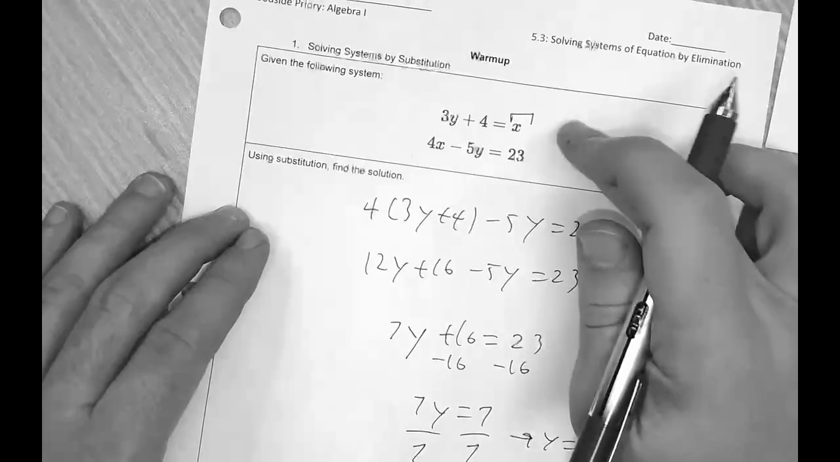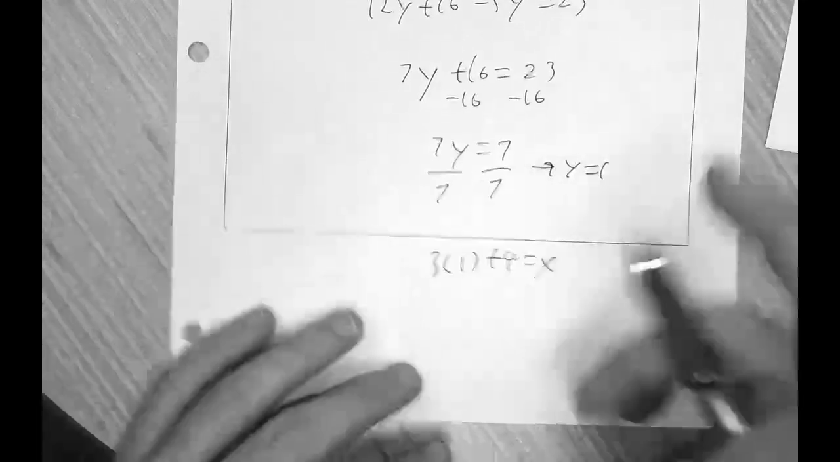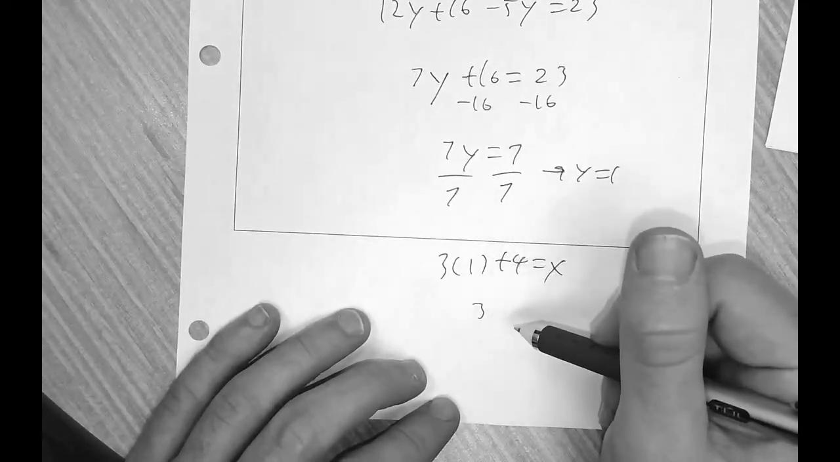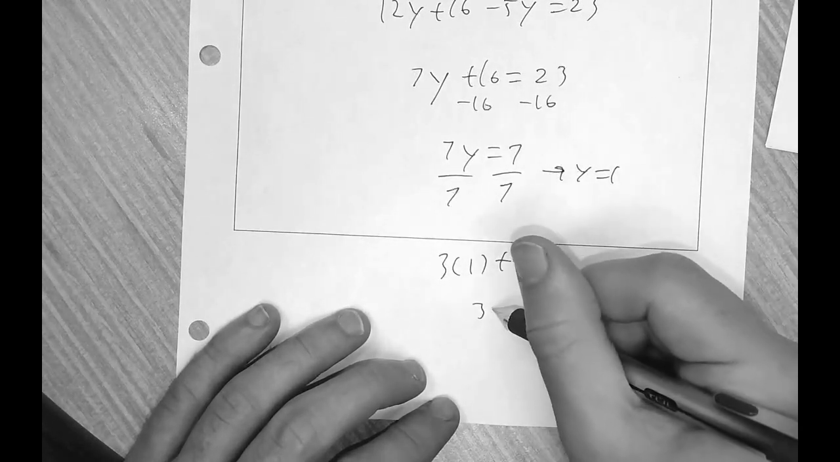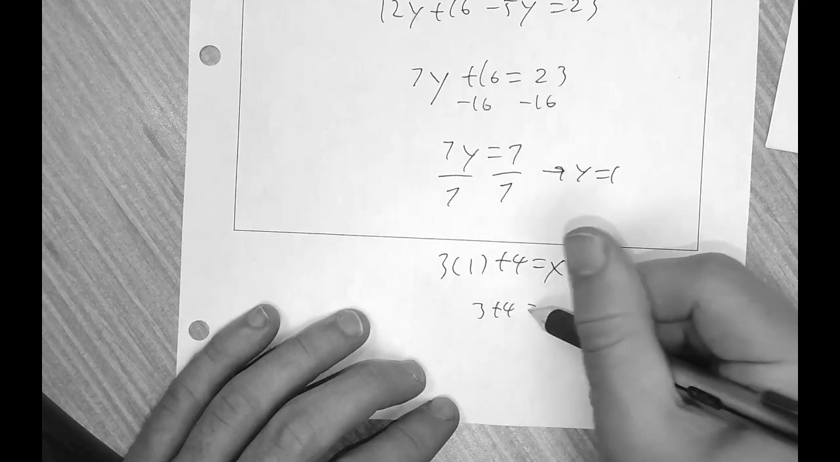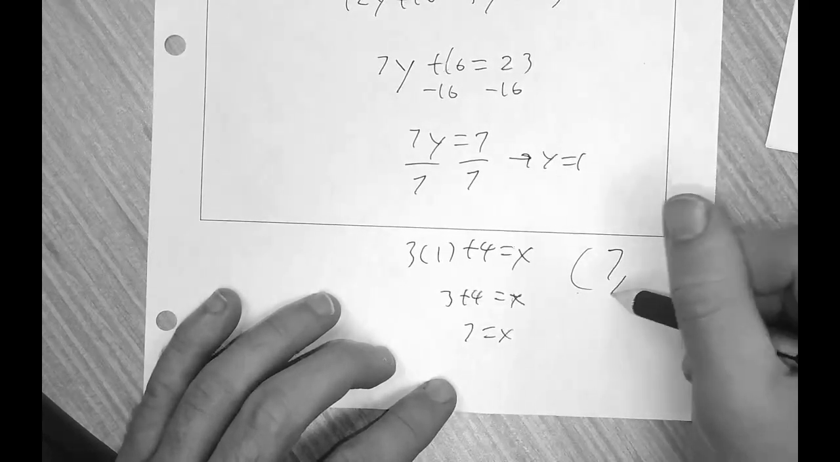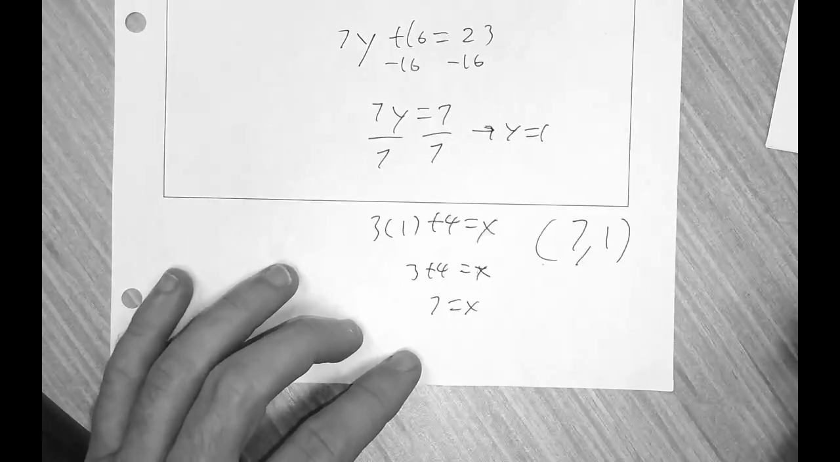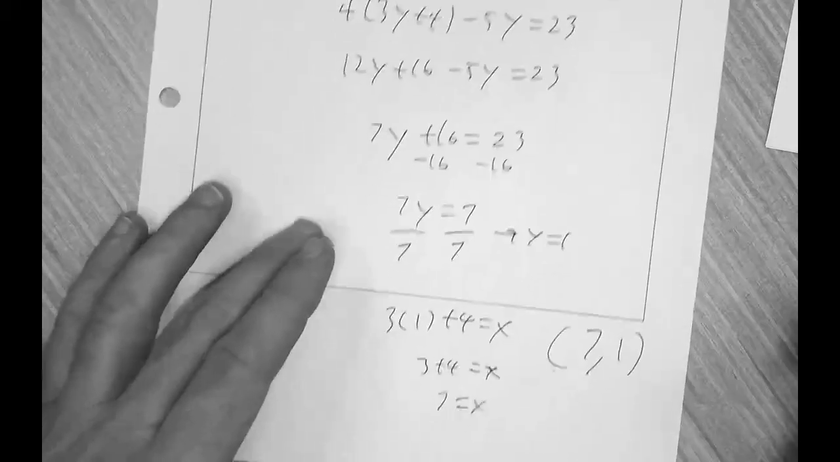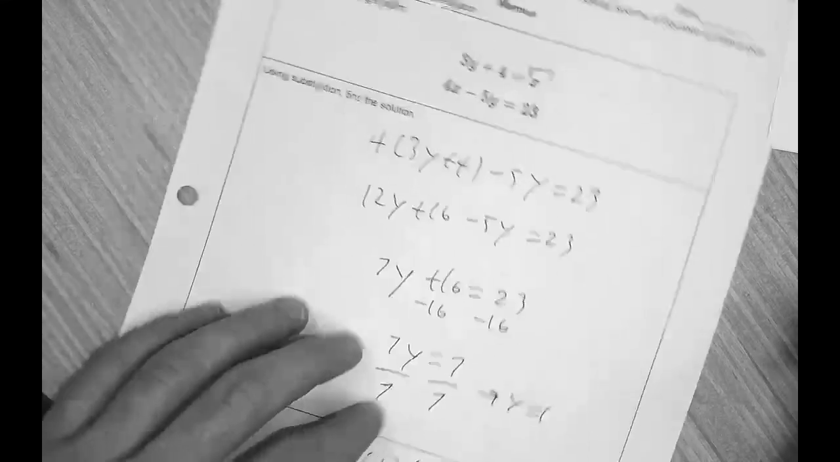I'm doing that first equation right here, right? 3y plus 4 equals x. That's 3. Yeah, 3 plus 4 is x. That's 7 is x. So therefore, my coordinate would be 7, 1. Okay? Nice and easy. All right.